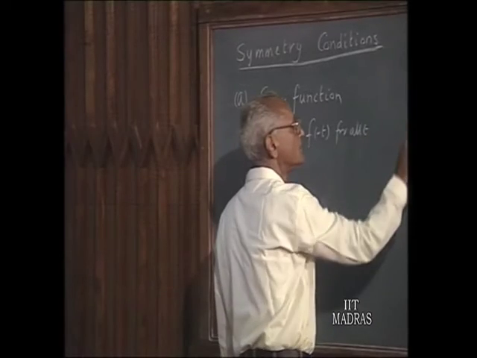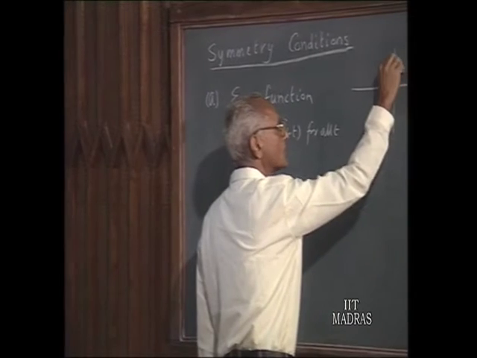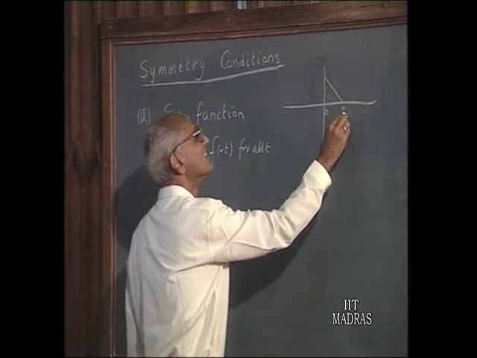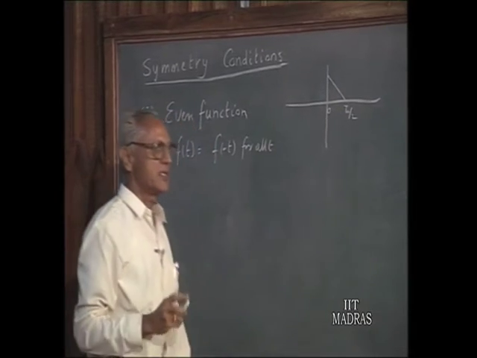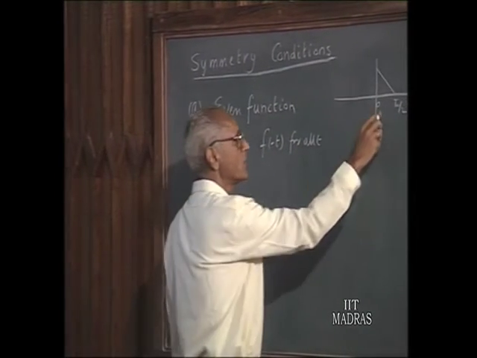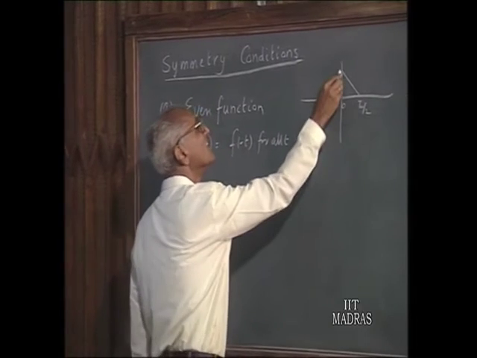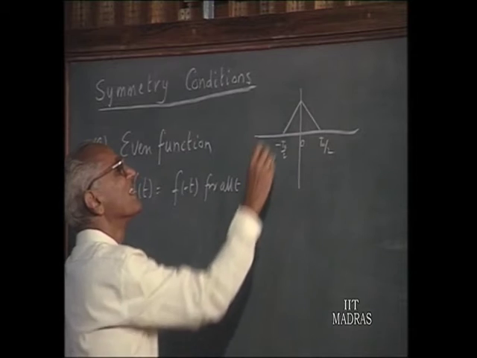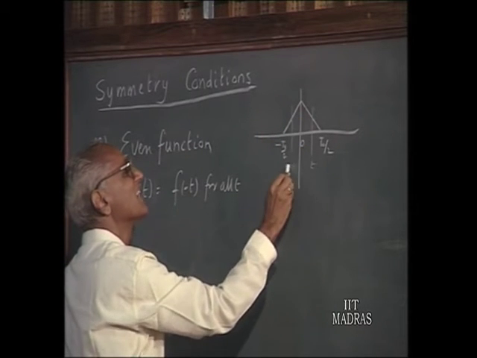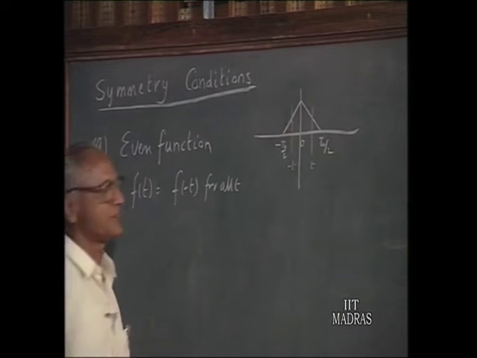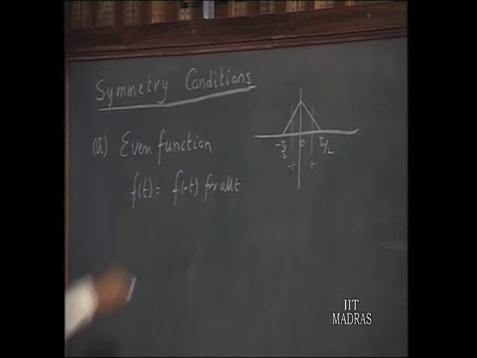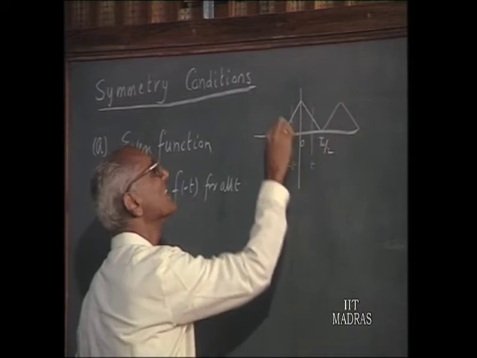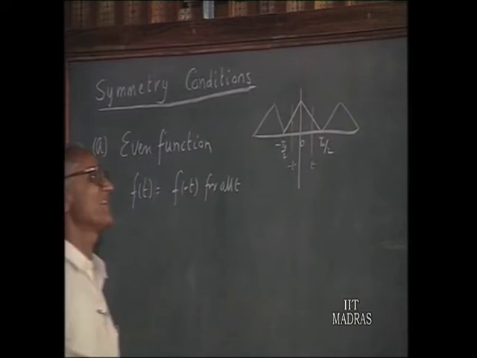Example of that would be, suppose I have a function which varies in this manner for positive t from 0 to t naught upon 2. In the negative direction, for any particular t at minus t, the values must be the same. So, if this is a periodic waveform with this as the basic period, it repeats itself like this, and this is an even function of time.